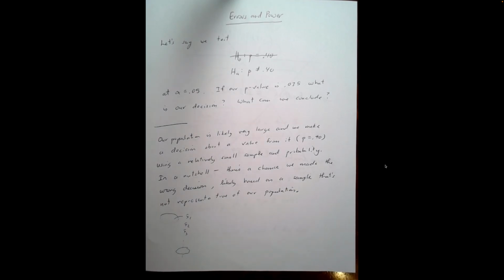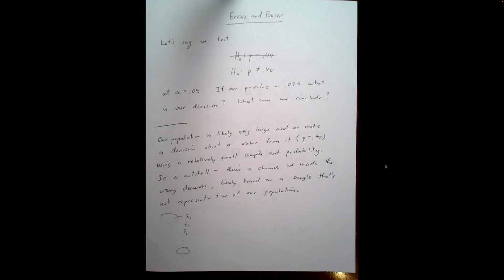Why? Well, enter in the concept of errors in statistical reasoning. Now, the reason, as I've written out here, for the most part, our populations are typically very, very, very large in size, whether it's dogs, cats, elements, whatever it may be. We typically think of hundreds of thousands, maybe even tens of millions of people, right? So we are making a decision on a value from our population using a very small sample and probability. So in a nutshell, there's a chance that we made a wrong decision.